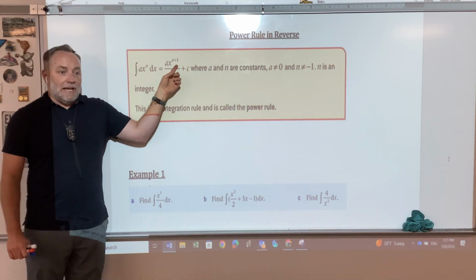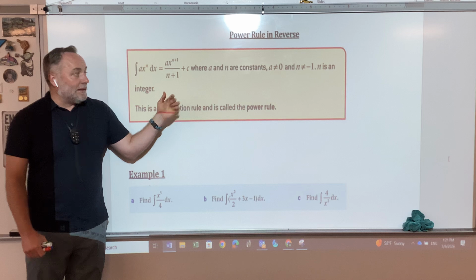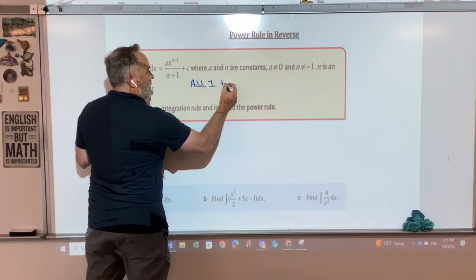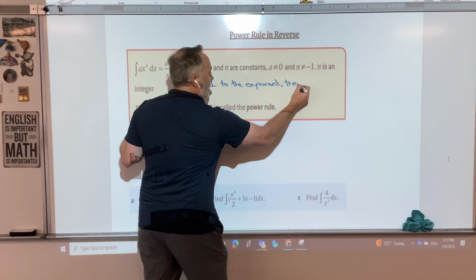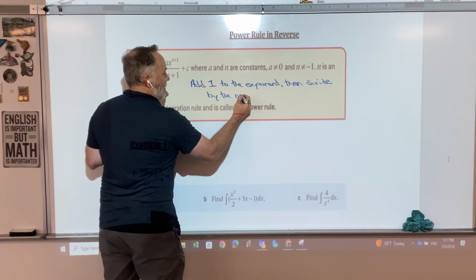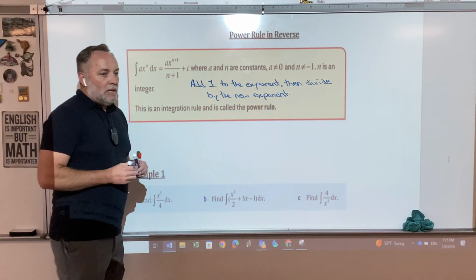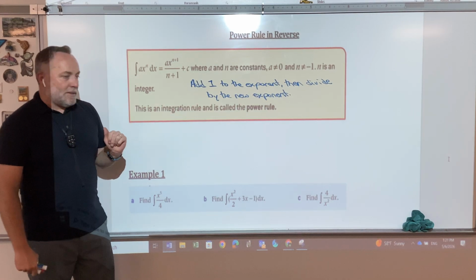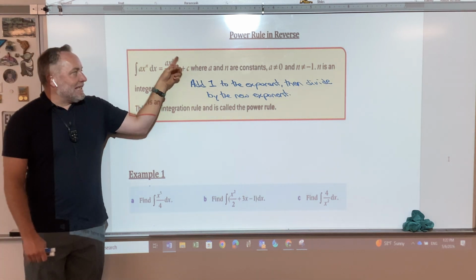Add 1 to the exponent and divide by the new exponent. That's the power rule in reverse. So if you want to write that in: add 1 to the exponent, then divide by the new exponent. And little phrases like that, when you take calculus, you have those types of phrases for lots of different things. So let's say it again. Add 1 to the exponent, then divide by the new exponent. Okay, and so that's this piece right here.